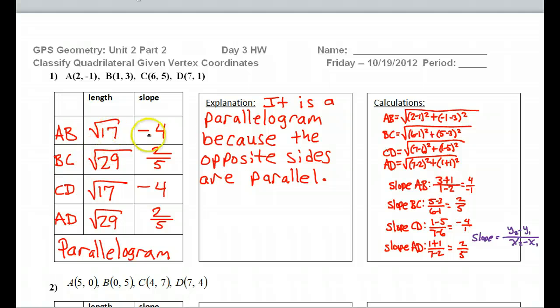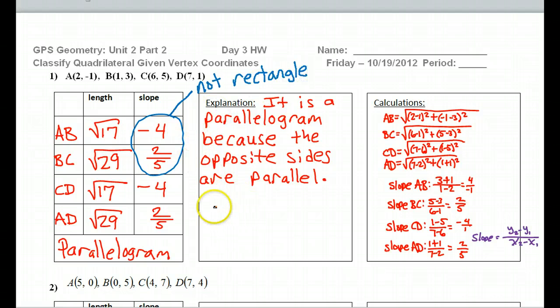So I know that this is not a rectangle because of, for example, these two slopes are not opposite and reciprocal. So I can just put a circle around this and point to it and say not rectangle. Okay, so either write it out in a sentence, or you could say it's not a rectangle because it doesn't have four right angles. But I think this is quicker.